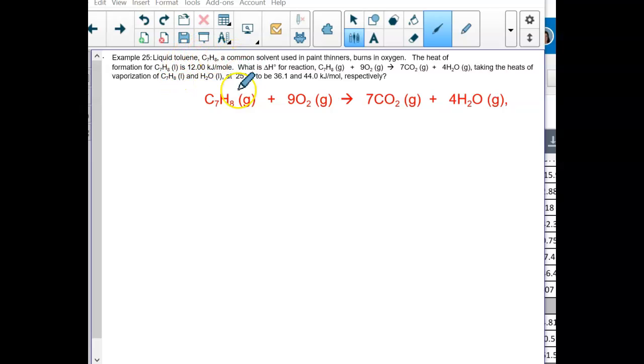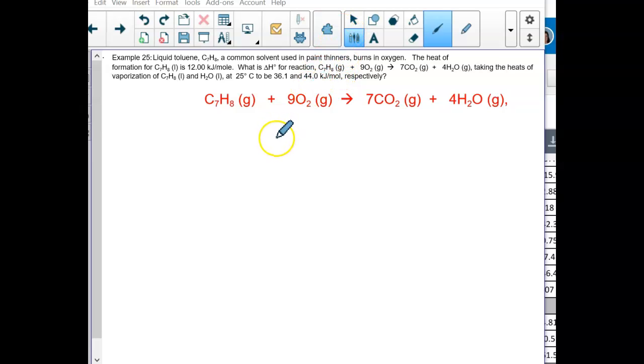Liquid toluene, C7H8, a common solvent used in paint thinners, burns in oxygen. So if something burns in oxygen, you can assume it to be a combustion if it's a hydrocarbon. So we have a hydrocarbon, okay? The heat of formation of liquid C7H8 is 12 kilojoules per mole. What is delta H for the reaction of gaseous toluene, taking the heats of vaporization of C7H8 and liquid water being 36.1 and 44.0 kilojoules respectively.